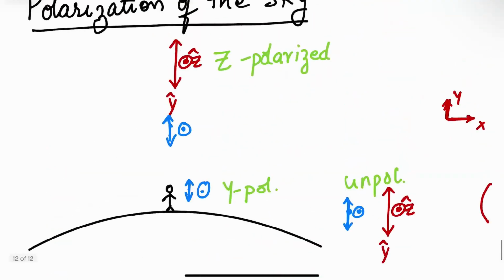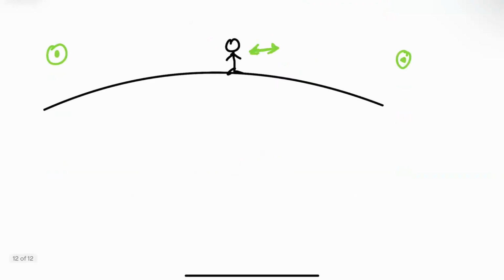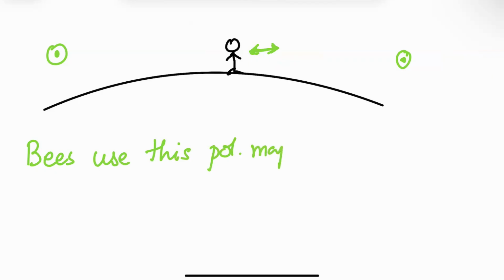Okay, so depending on where the sun is, the polarization of the sky changes, the scattered field from the sky. And that's actually what bees use to navigate. Bees use this polarization map, let's call it, to navigate. Even if you don't know where the sun is, by knowing the polarization status of the sky, you can orient yourself with respect to directions. Okay.